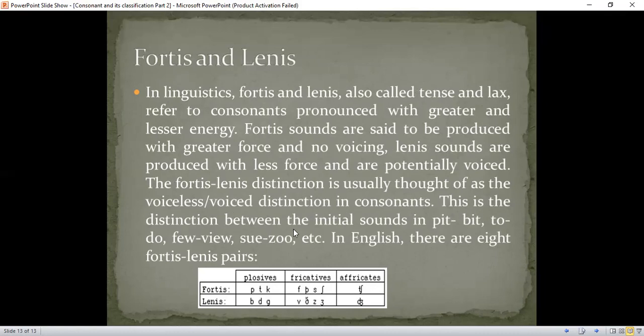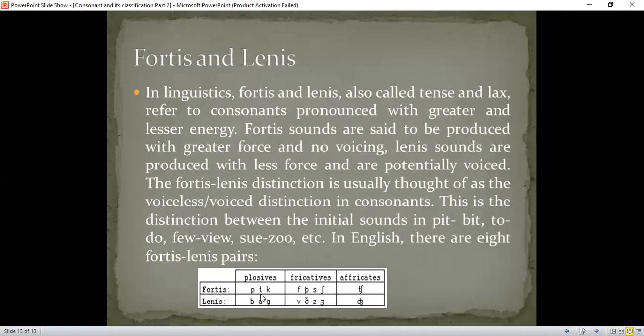This is the distinction between the initial sounds as in pit, bit, to, do, few, view, sue, zoo, etc. So here you can see that pit is voiceless, bit is voiced, to is voiceless, do is voiced, few is voiceless, view is voiced, sue is voiceless, zoo is voiced. And in English, there are 8 fortis and lenis pairs. Yeah, this is the pair of fortis and this is the pair of lenis.